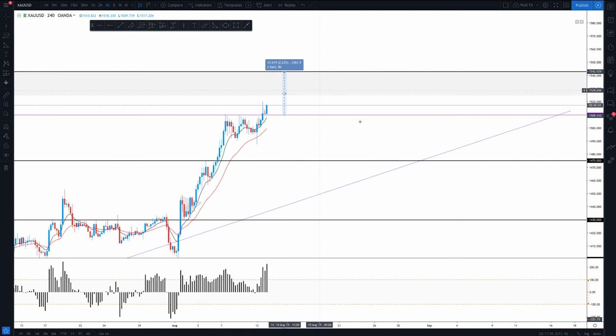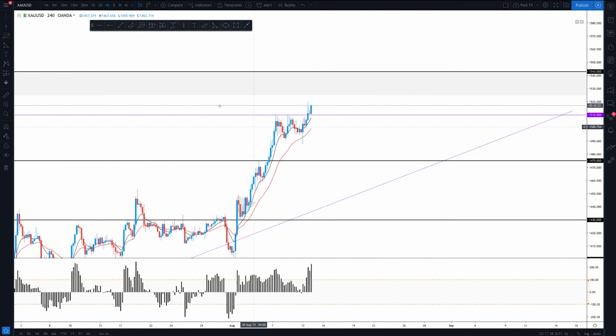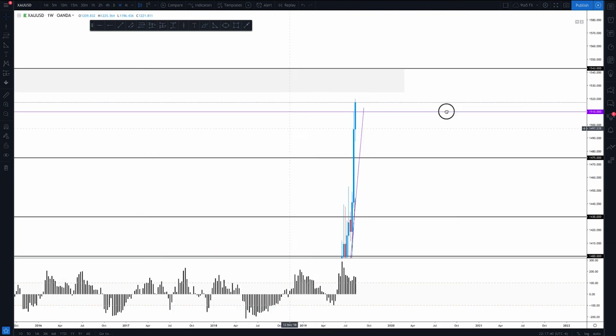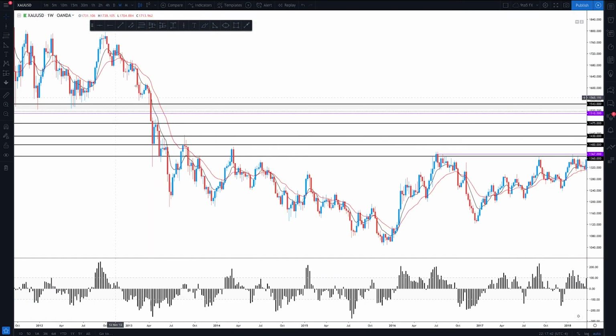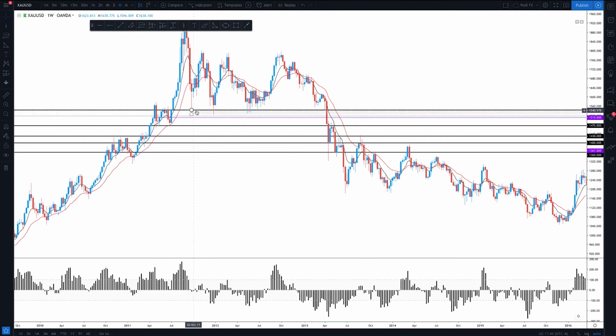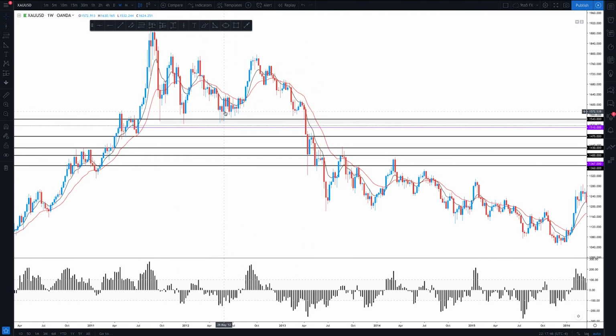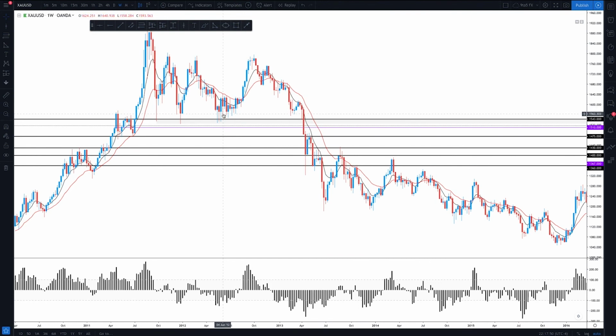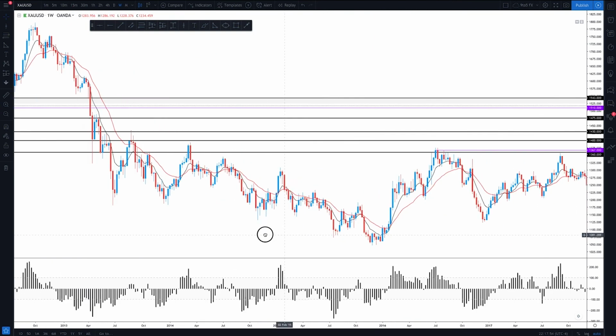Yeah, I can see this 1543 level giving us trouble looking at the weekly. So let's just keep our eyes on that. And again, look on the lower time frames for reversal patterns. Anything that can show a reversal.